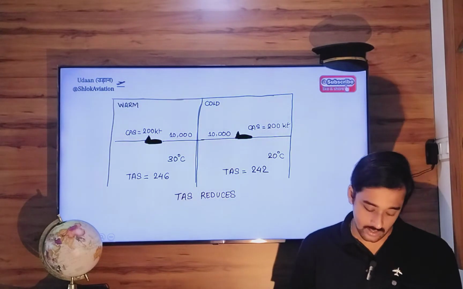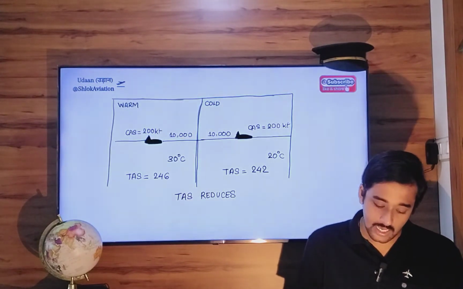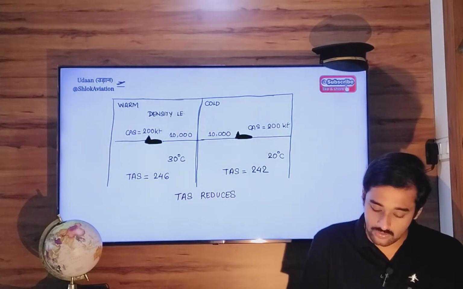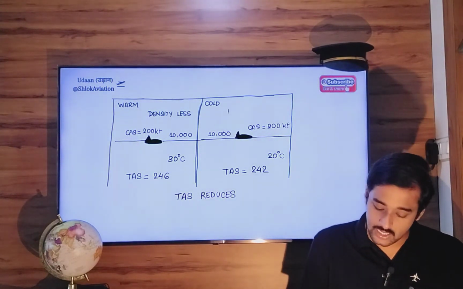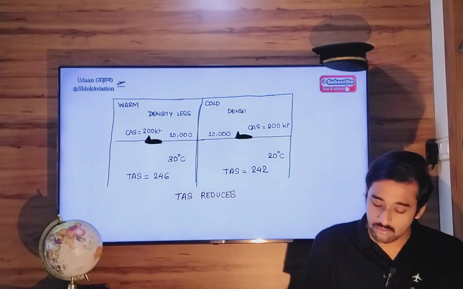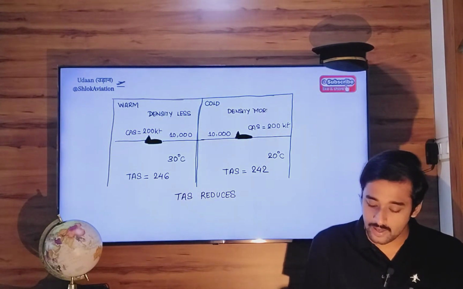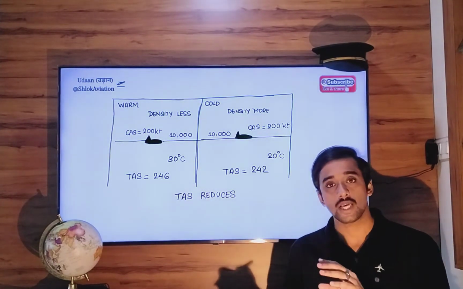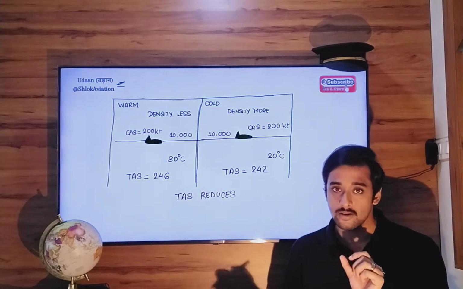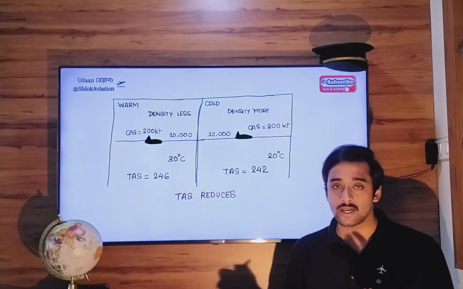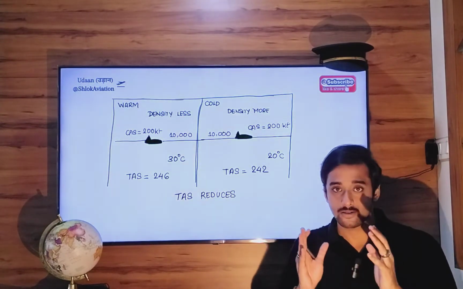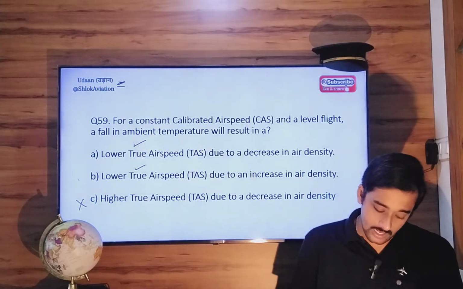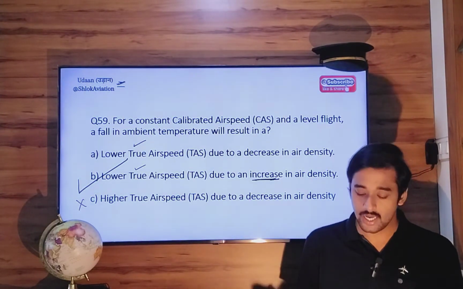What happens to density? Now in a warm air mass, the density of air is less. In a cold air mass, the density of air will be more. Right? In warm temperatures, warmer than ISA temperatures, air density decreases. That means outside air becomes thinner and thinner. But in a cold air mass, density of air increases. That means air becomes thick. Okay. So the correct answer here will be lower true airspeed due to increment in air density.